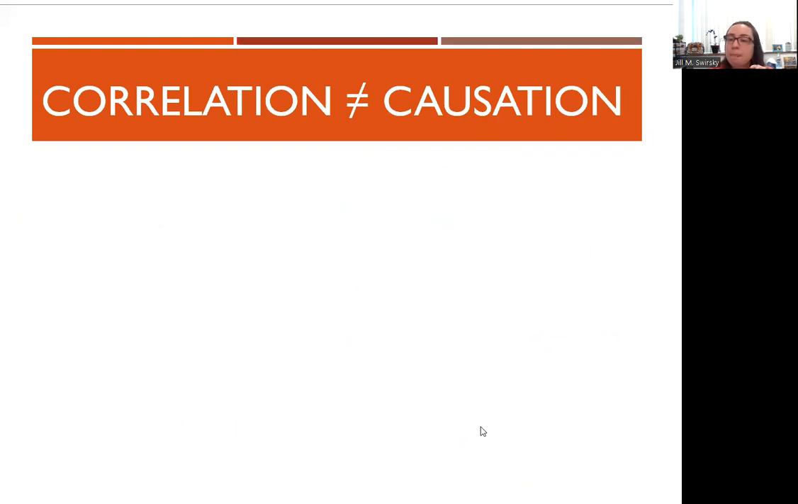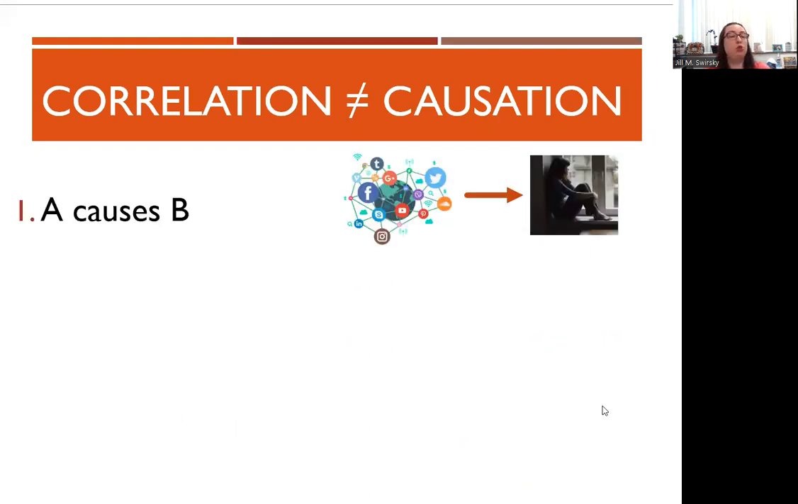So let me go back here. Let's take the example of social media engagement and loneliness. Say we find a correlation between those two variables. People who engage in more social media experience more loneliness. That would be a positive correlation, right? More social media, more loneliness. Now, there's three possible explanations for this association.